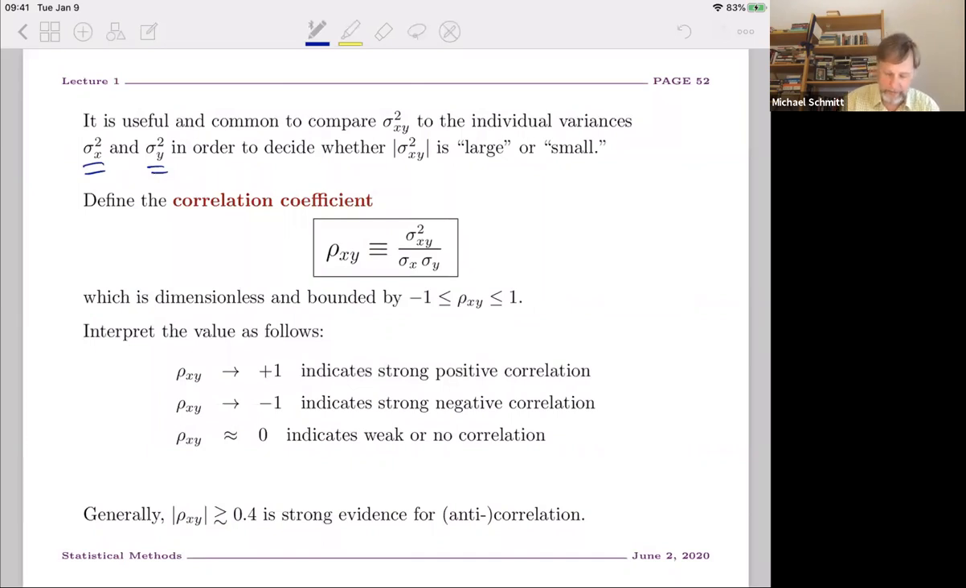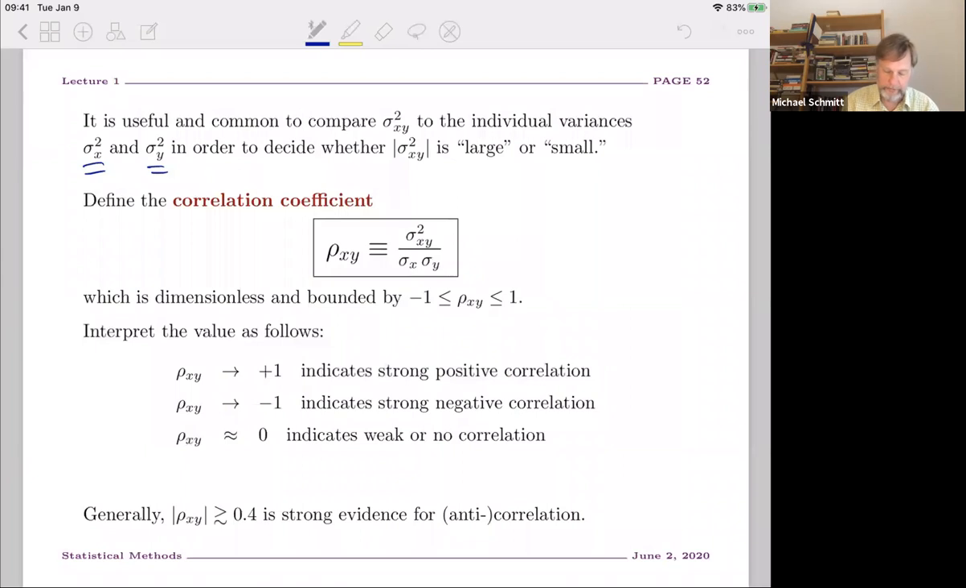So the way we take care of this is to define the correlation coefficient by the equation in the box. And that's just taking the covariance and normalizing to the product of the standard deviations. This is dimensionless. That's a good sign that it's a useful quantity.